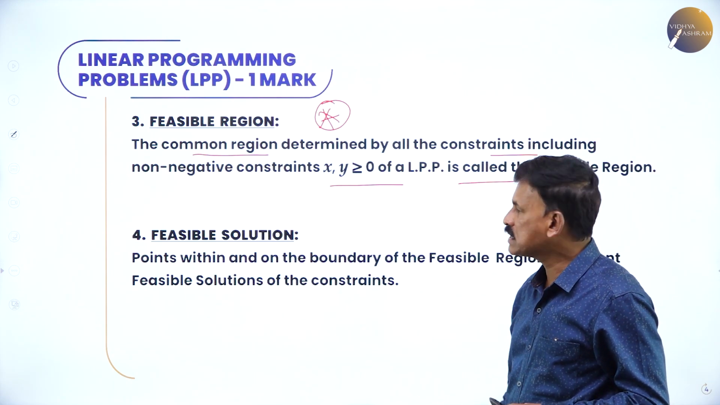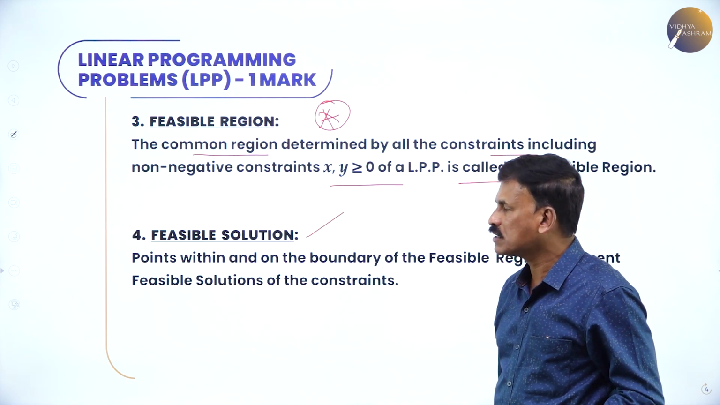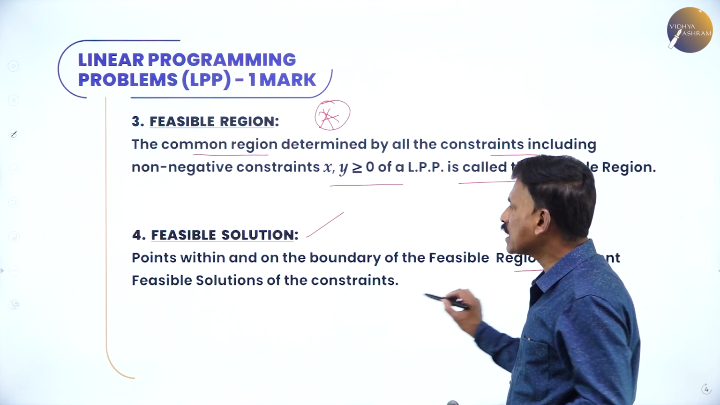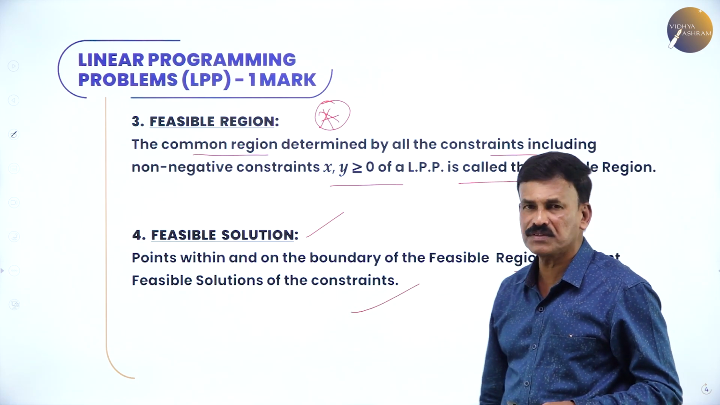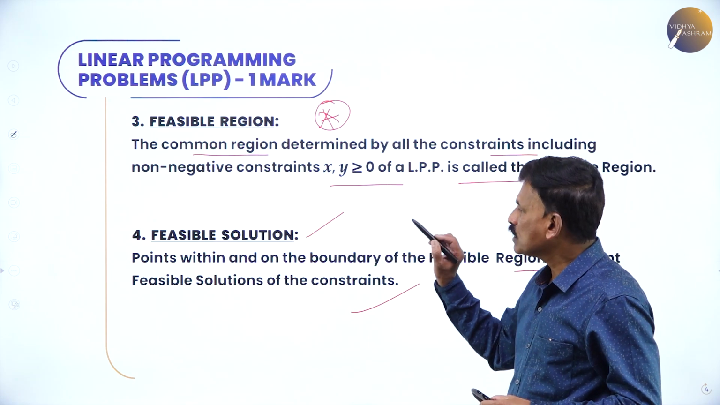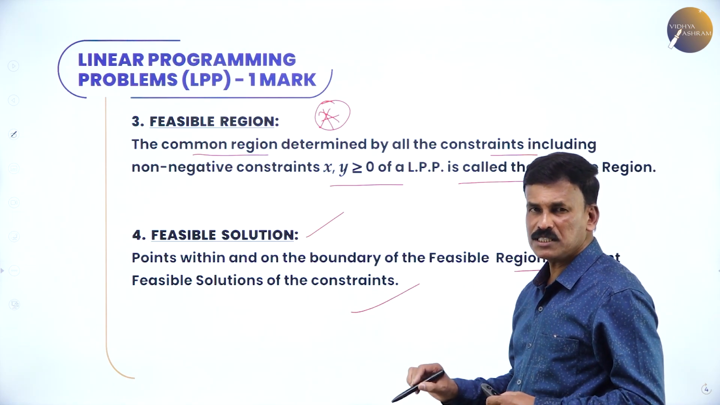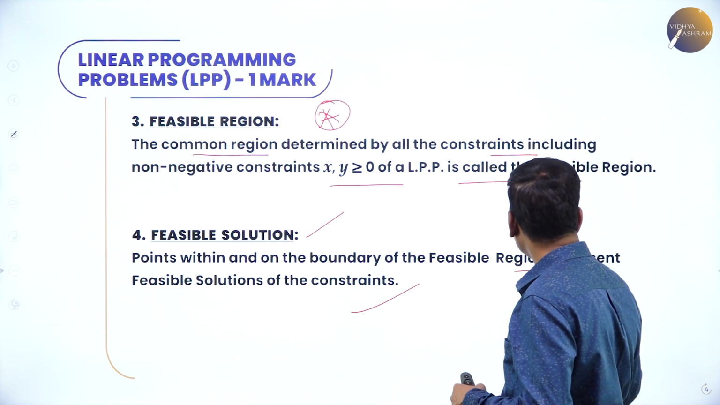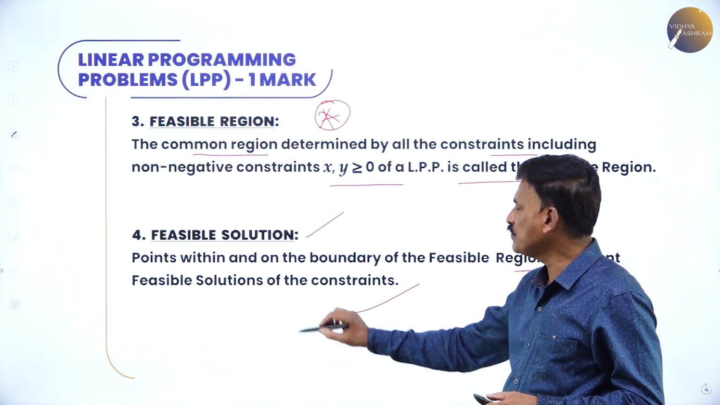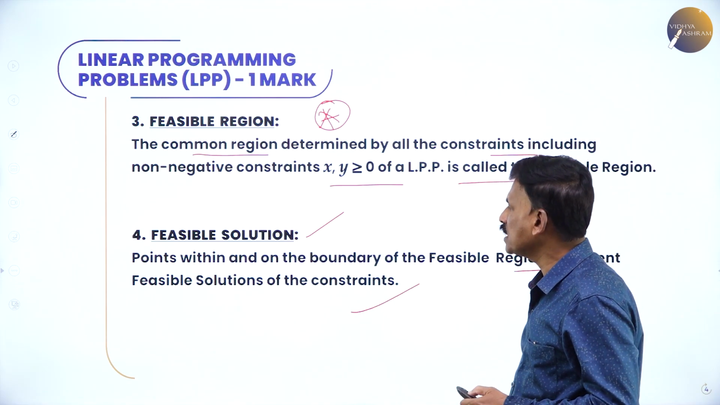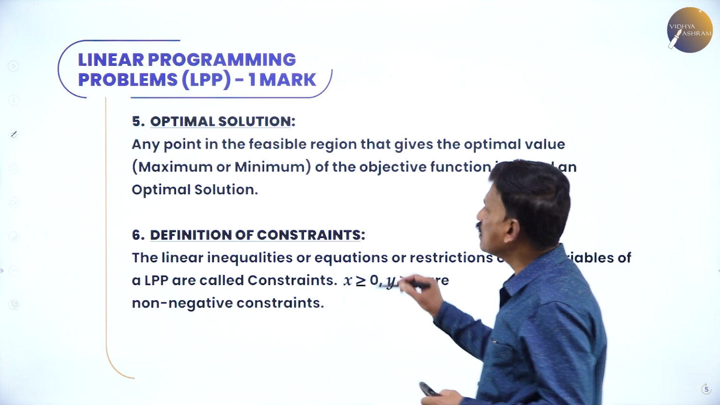What is the feasible solution? Points within and on the boundary of the feasible region represent the feasible solution of the constraints. So, the points within and on the boundary of the feasible region are called the feasible solution. Now, optimal solution.